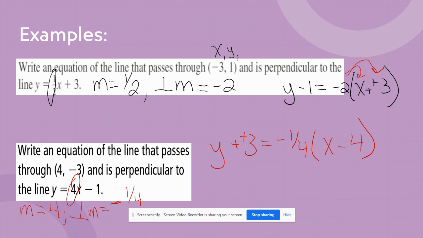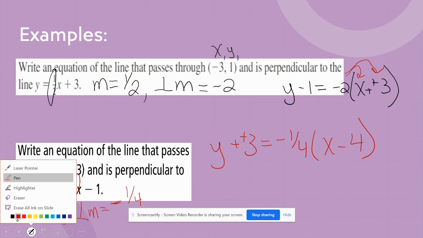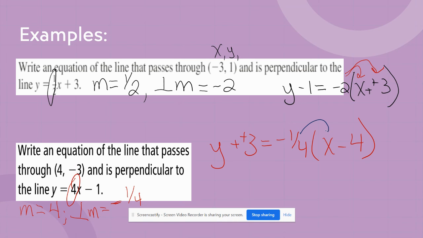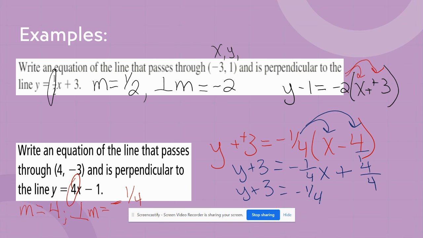Add the opposite there. If all they wanted us to do was leave this in point slope form, we'd have y plus 3 is equal to -1/4 times x minus 4. I'm going to go ahead and distribute. y plus 3 is equal to -1/4 times x is -1/4 x. Negative times negative is positive. 1 times 4 is 4. 4 times 1 is 4. 4 over 4 is 1. Finish getting y alone.